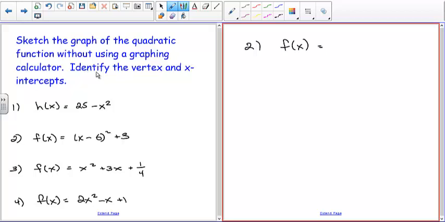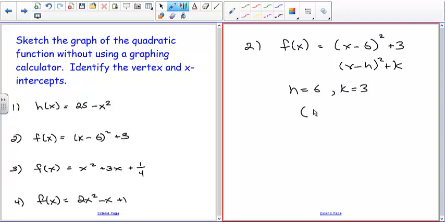And notice it did ask specifically for the vertex and x-intercept. Even though I didn't read that part, it's kind of ingrained in me. Okay, so the vertex. Well, this is in standard form: y equals x minus h squared plus k. So h is equal to 6. k is equal to 3. So the coordinates of the vertex are 6, 3.